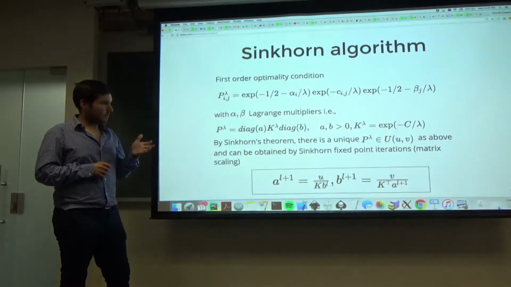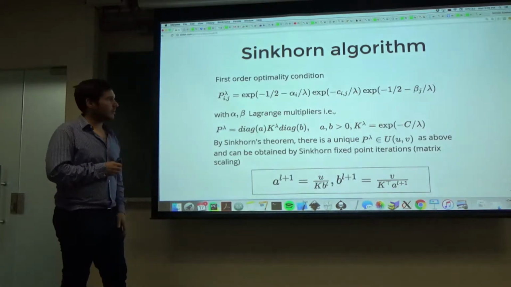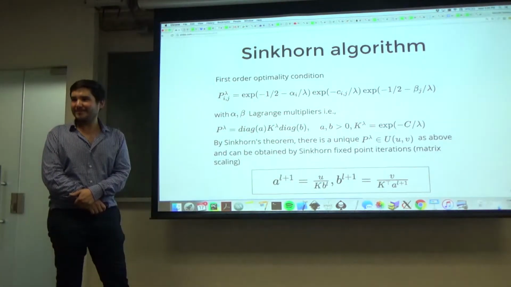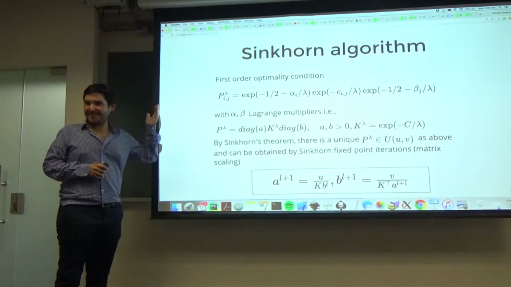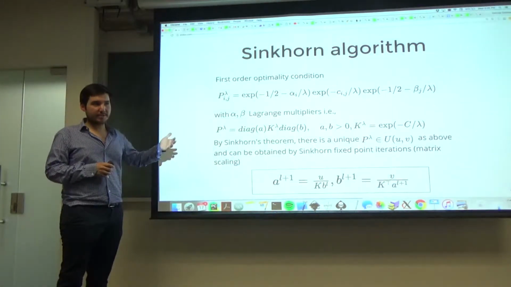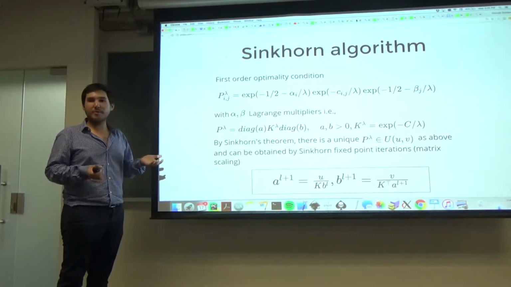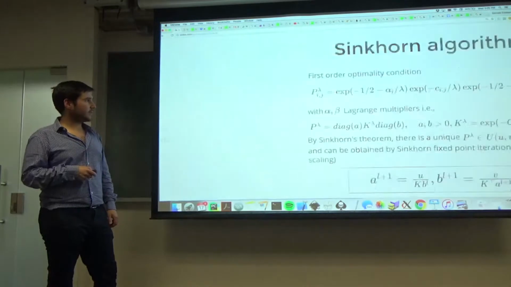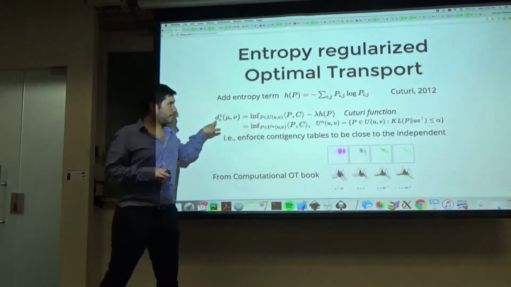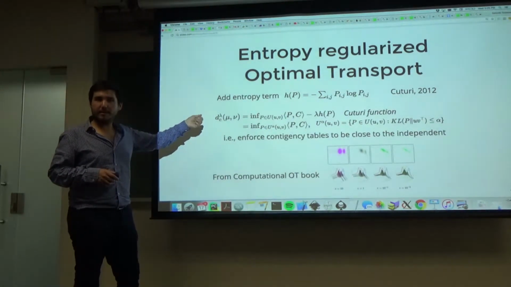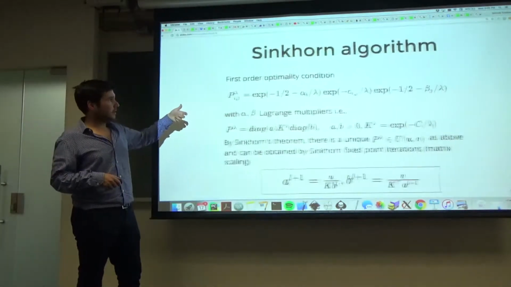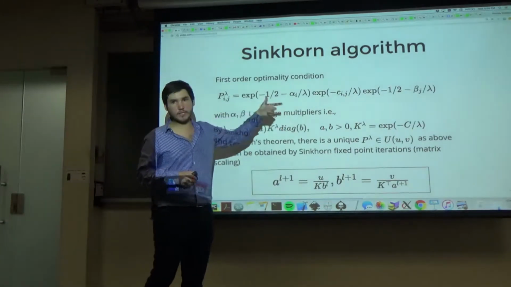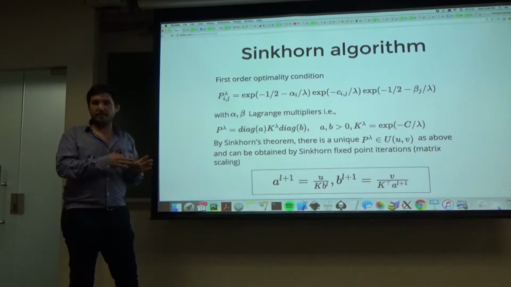A very nice thing about this regularization is that, I don't know if anyone is familiar with the Sinkhorn theorem or Sinkhorn algorithm? No? Cool. It's a very simple theorem about linear algebra, but it ends up being extremely helpful in this case. So we want to solve this problem. We use Lagrange multipliers and state the first order condition. If one does that, then the solution can be expressed in terms of alpha and beta, which are the Lagrange multipliers corresponding to the conditions that define the transportation polytope.